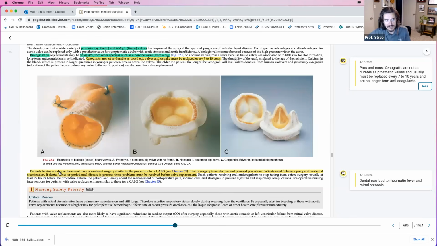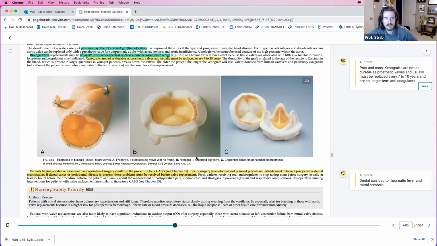If you look here, it says patients who have a valve replacement, open heart surgery, CABG, and you can go look at that more. They have to think about dental examinations. They can't have any dental problems. Why? Because we've already talked about how if you have dental bacteria in your mouth and you have any kind of procedures, or an open sore, or leaking root canals, that gets into your systemic circulation, and it's far more likely to get to your valves.